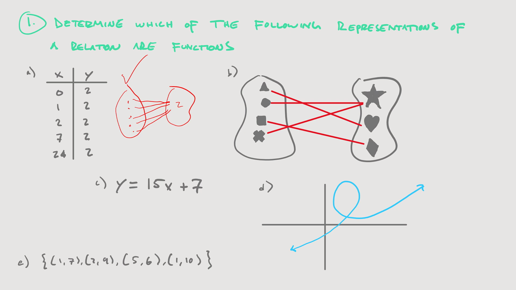B also looks like a function, right? Every single shape, triangle, circle, square, and cross, only has one arrow or one line connecting it to something in the range. So B is also a function.